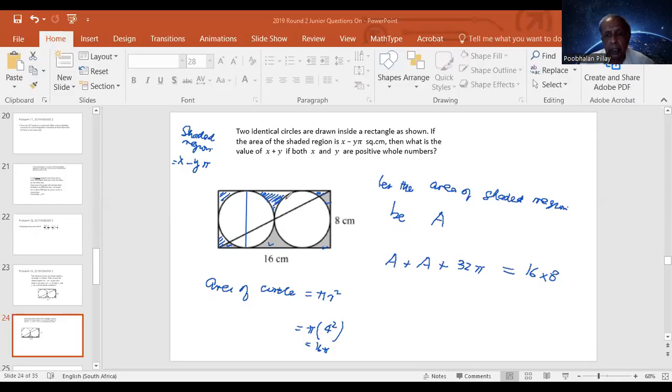So you've got an equation: the shaded area, which is doubled, plus the two circles, which is also doubled, the area of each circle. And now you can work out what the unknown is. The unknown is A. That's the area that you're looking for. It's 16 times 8, which is 128 minus 32 pi. If you bring the 32 pi to the other side, that gives you the area of the shaded region. It is 64 minus, I'm sorry, this is 32 pi.